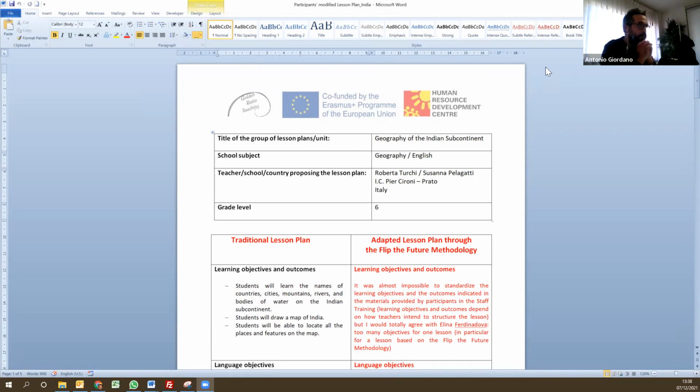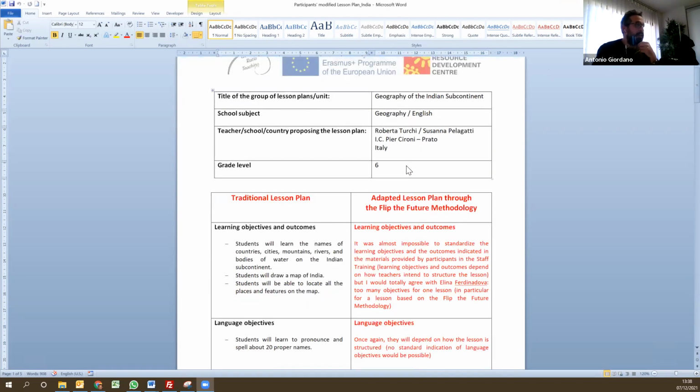As I anticipated, within this document we have the title, the school subject and so on. On the left side, there is the traditional lesson plan. On the right side, there is the adapted lesson plan through the Flip the Future methodology. So I won't mention the left part because you are kind of familiar with that part. I will try to focus on the suggestions that I received about how to flip the traditional lesson plan about India. So let's start from the learning objectives and outcomes.